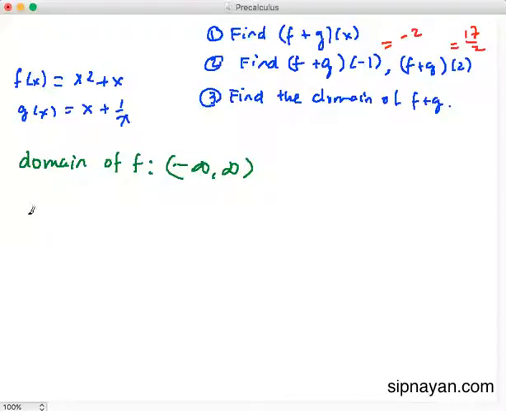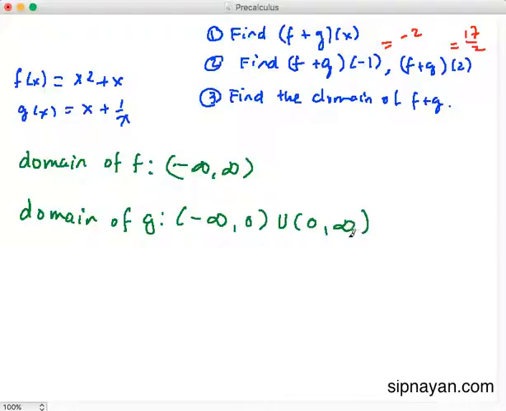Tapos, we have g of x, the domain of g. All real numbers except 0 kasi ayaw natin na magkaroon ng 0 dito. So, ibig sabihin, from negative infinity up to 0, hindi kasama yung 0, union from 0 up to infinity. Yun yung domain natin. So, pag hindi siya pwede sa one of the functions, hindi niyan din pwede sa resulting function. So, ibig sabihin, intersection lang ng dalawa. At nag-i-intersect lahat ng mga values yan except sa 0, di ba? Hindi kasama yung 0 eh.